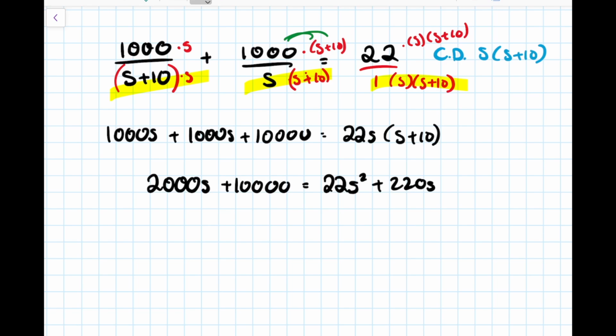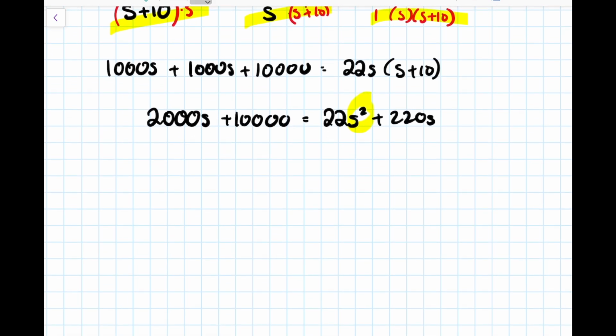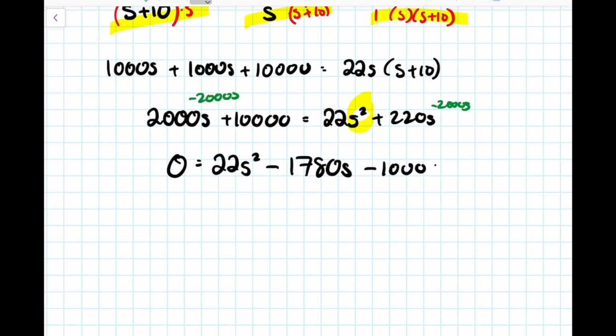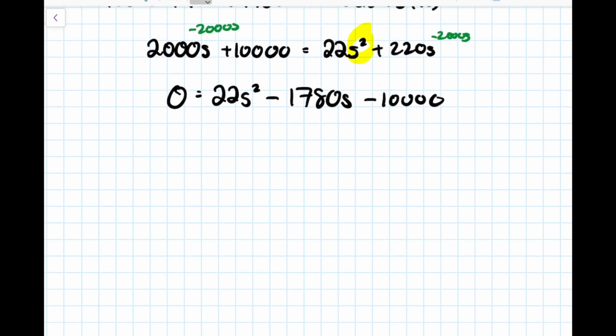This is quadratic. We've got an s squared over here. We want to move everything to the same side. We're probably best off moving everything to the right. So when you do that, you're going to get 22s squared minus 1,780s, because we did minus 2,000s on both sides. And then minus 10,000, because we also subtracted 10,000 on both sides. So again, this is not something you're even going to want to consider factoring. The numbers are way too big, and it isn't actually factorable. So we're going to go to the quadratic formula.